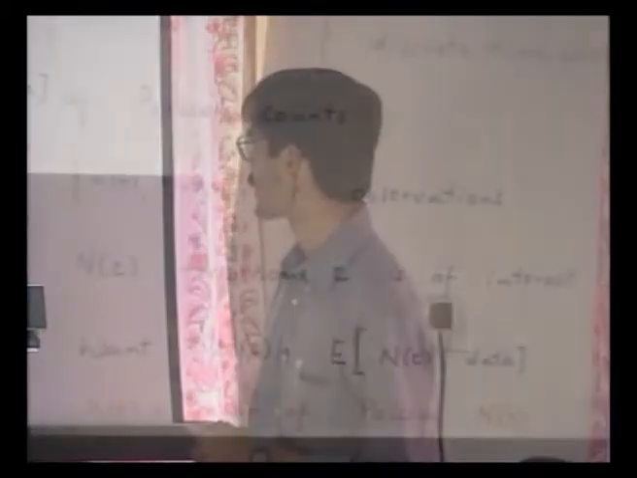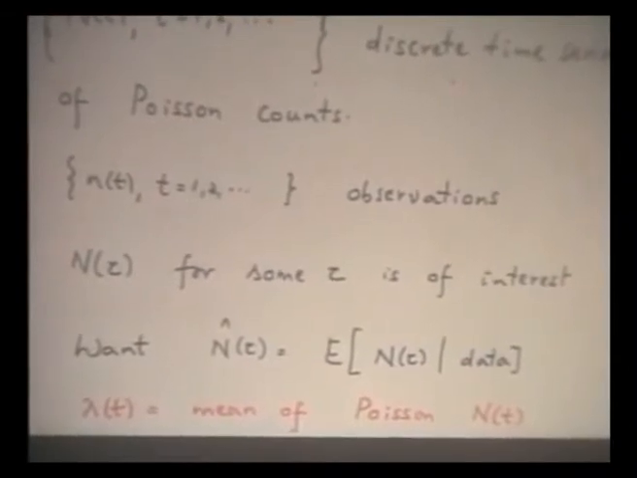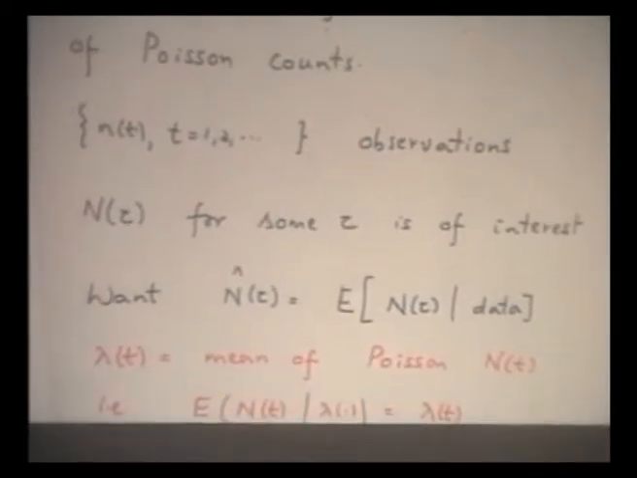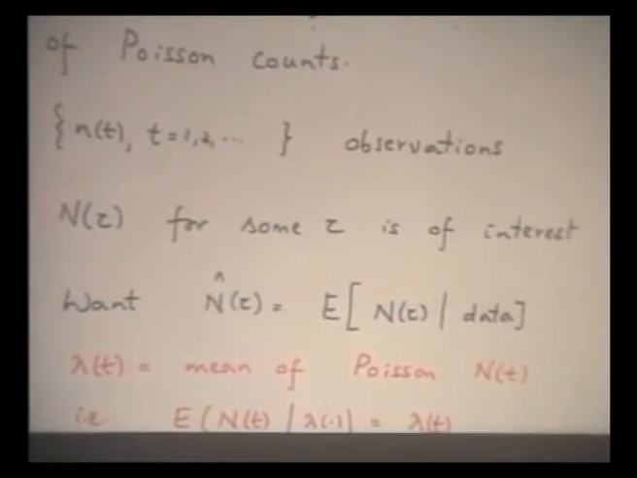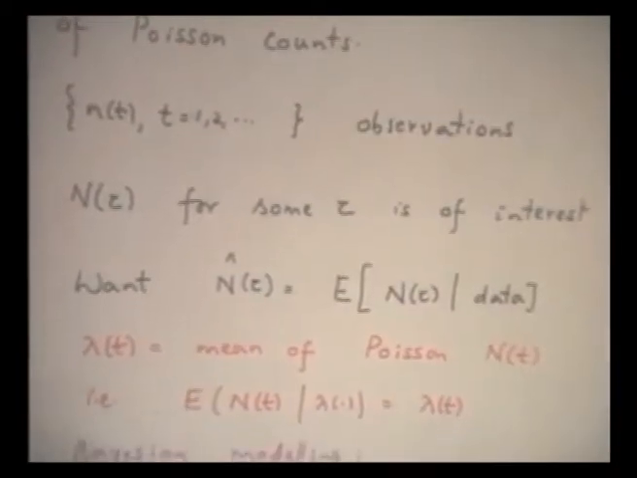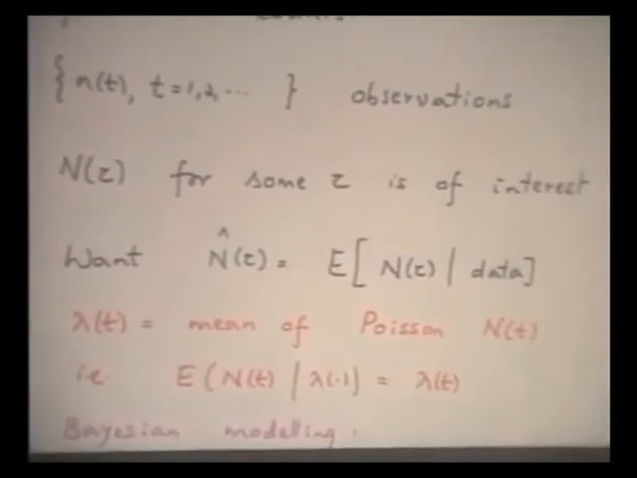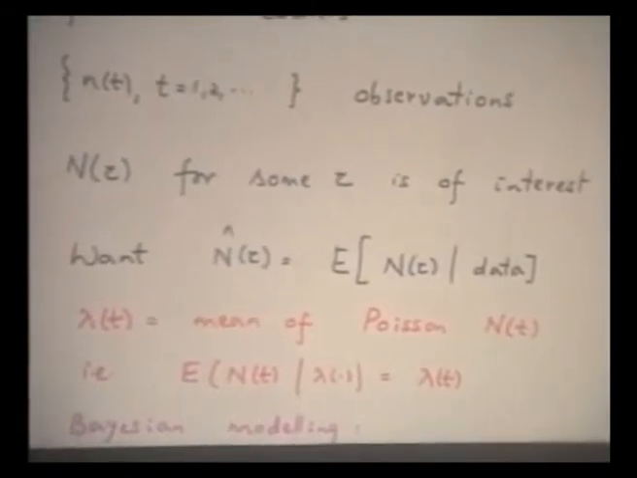Okay, so here's my modeling. I already said it's a series of Poisson counts. So let's suppose that lambda t is the mean of this Poisson. I'm not assuming that lambda is a constant. Lambda can actually vary over time. So when we say lambda t is the mean of the Poisson, it simply means this: if you know the behavior of lambda as a function, then the expectation of n t given this function is just lambda at t.